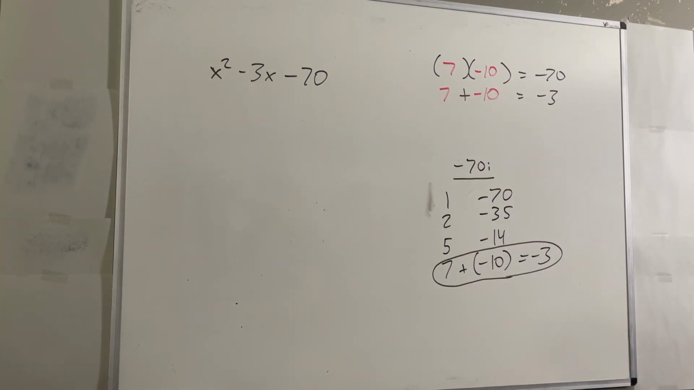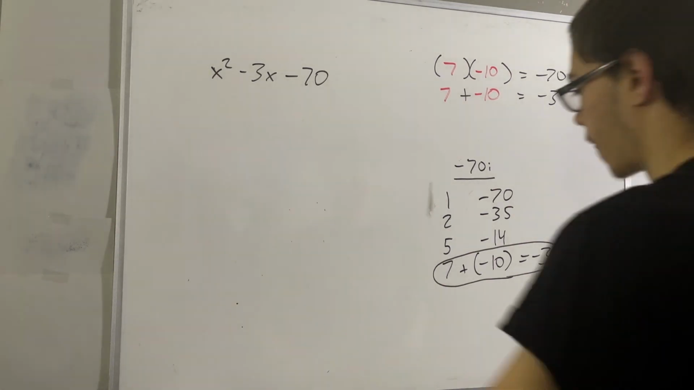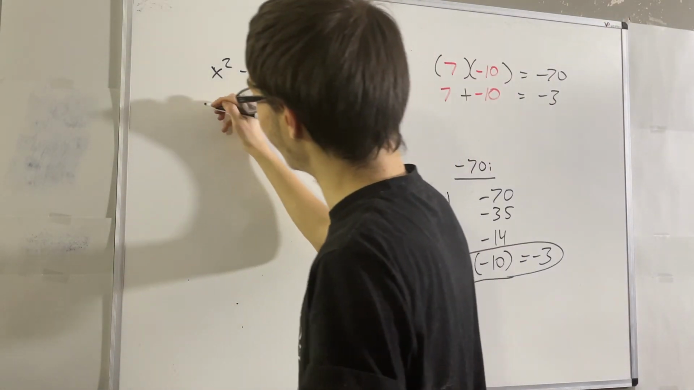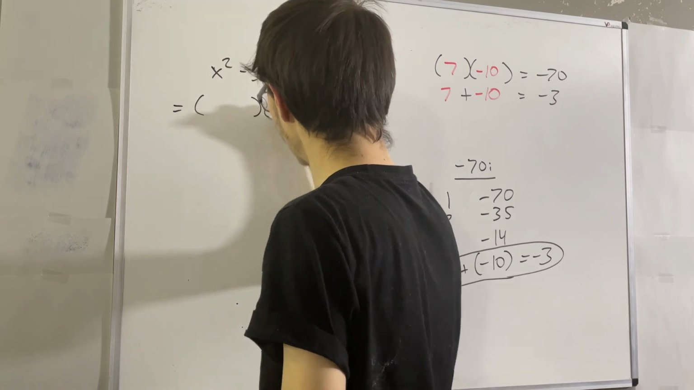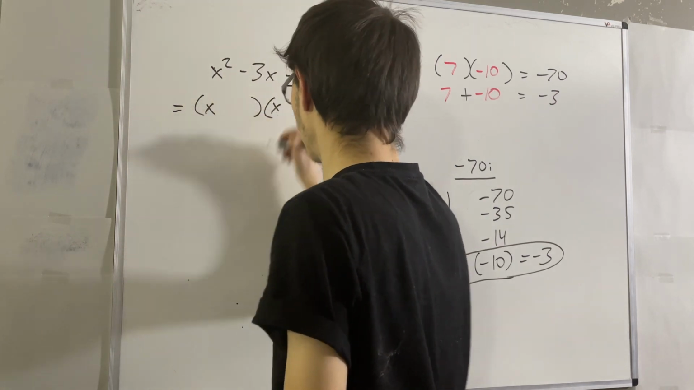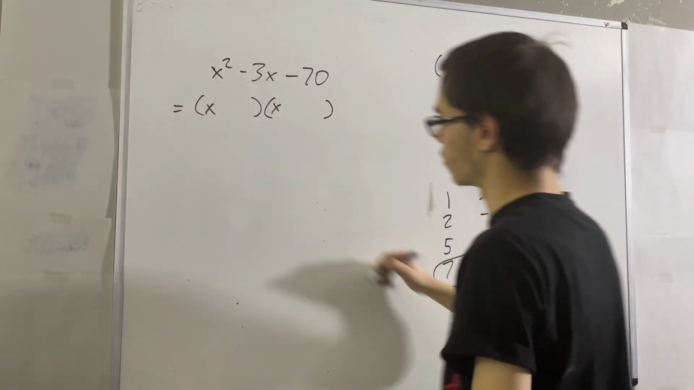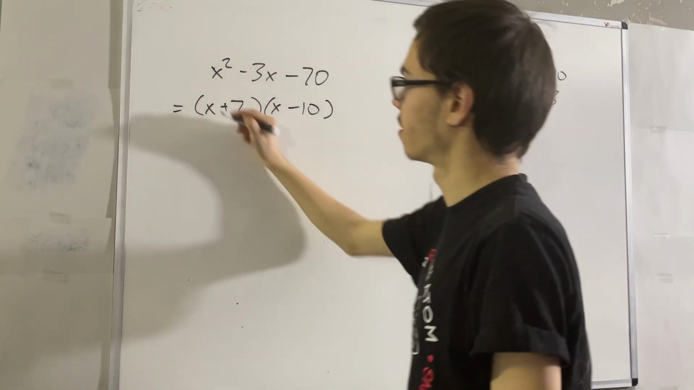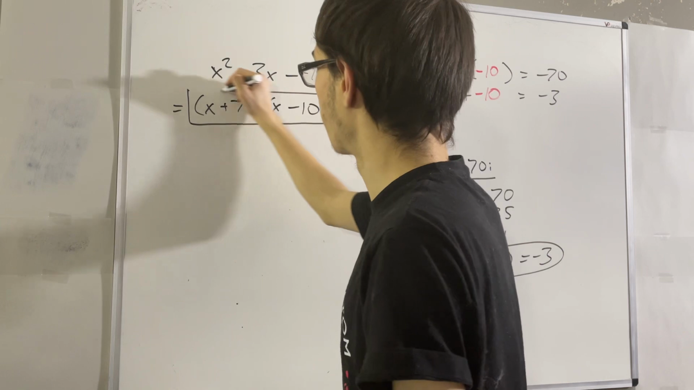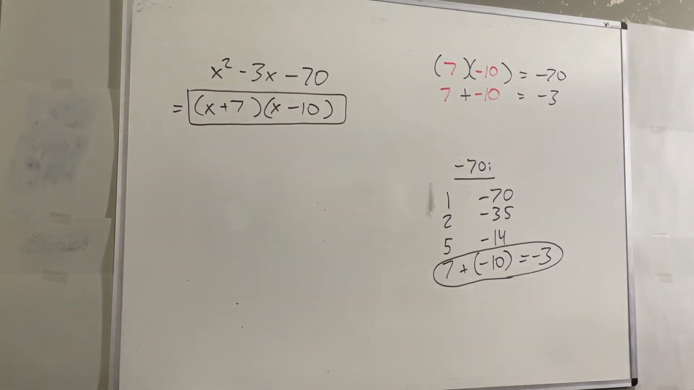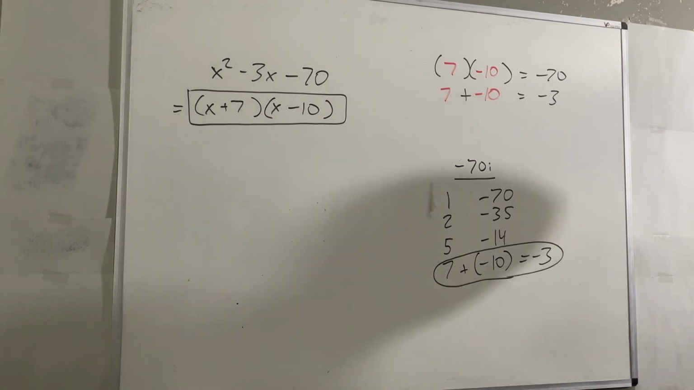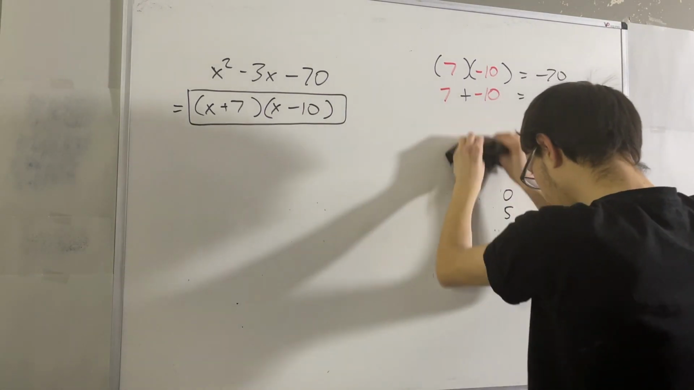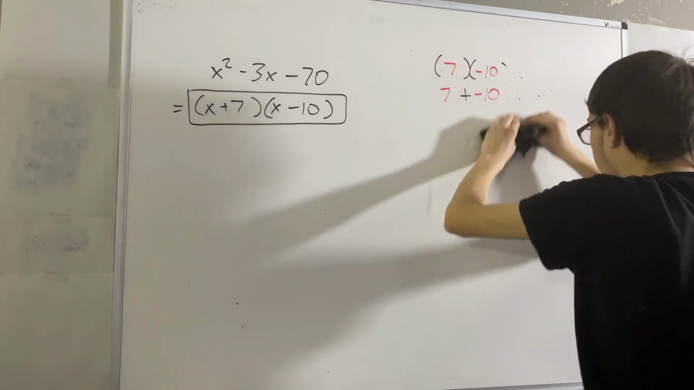And so that's really what you get. And therefore, just like we've been doing, right, we get 2 parentheses, x here, 7 and -10. So we just get something like that, and that would be our answer. That's basically how that works. So now we just keep going.